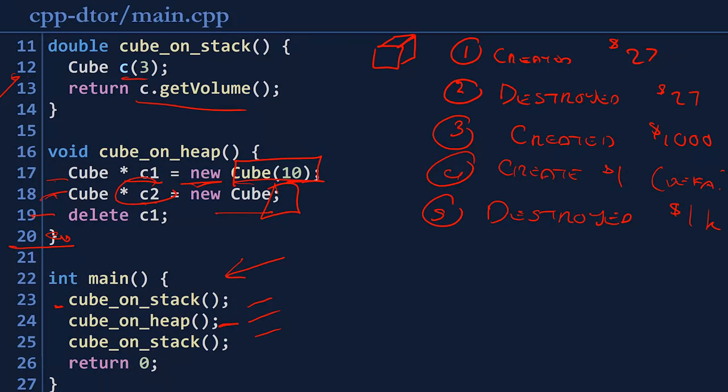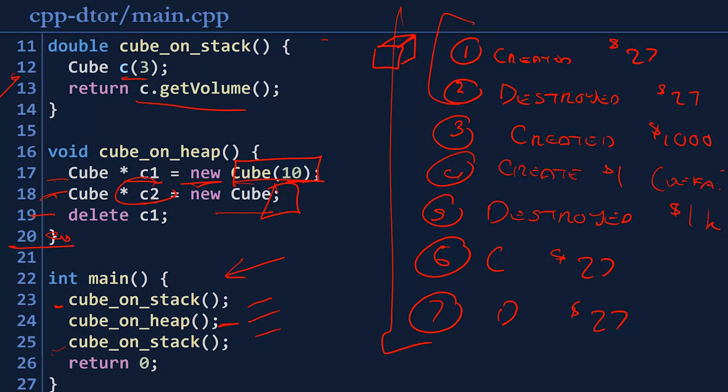Line 25 calls cube on stack again, so we expect lines 1 and 2, the two lines associated with cube on stack, to repeat. So the sixth thing is going to be create $27. Seventh thing is going to be destroy $27. So we expect the output to have 7 lines. We're going to create and destroy $27, create $1,001, destroy $1,000, create 27, destroy 27.